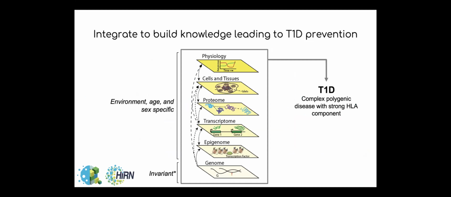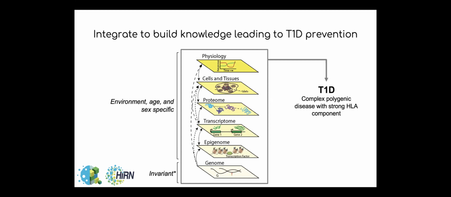And so our goal is to integrate, to build knowledge leading to type 1 diabetes prevention. As you know, type 1 diabetes is a complex disease with a strong HLA component. And as work of Dr. Anna Ziegler showed recently, children who are born with high-risk HLA alleles have dysregulation, or rather excursions in preprandial and postprandial glucose levels prior to seroconversion.